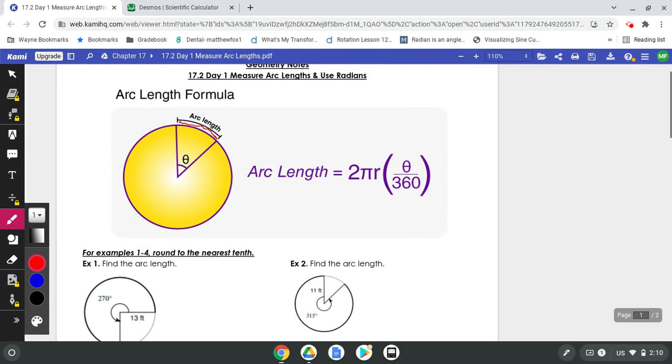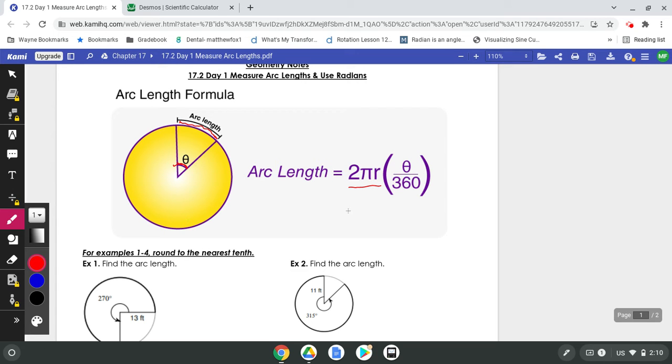If we think about it, 2 times pi times r represents the whole circumference. We only want to know what this angle divided by 360 is. That will tell us what portion of the circle it is. 360, because the whole circle is 360 degrees. So if the angle was the whole circle, it would be 360 over 360, which reduces to 1. 1 times 2 pi r would give us our answer.